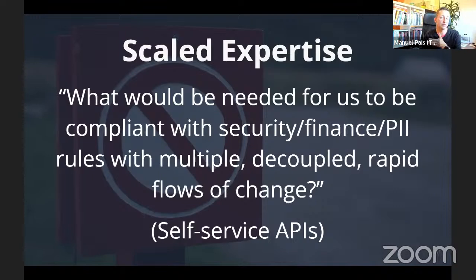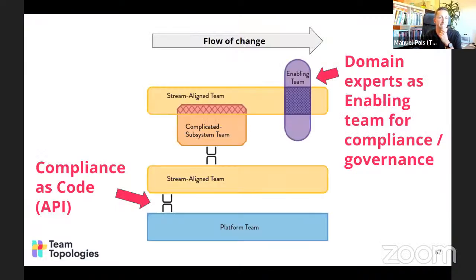So what we need to do is be compliant with whatever regulations apply to our organization, but still have multiple decoupled rapid flows of change that are owned by mostly independent teams, or more autonomous teams. And that's, like I said, where we might want to start looking at domain experts as enablers for compliance and governance, together with what we need to have in the platform that supports this compliance, these controls that we need to have.